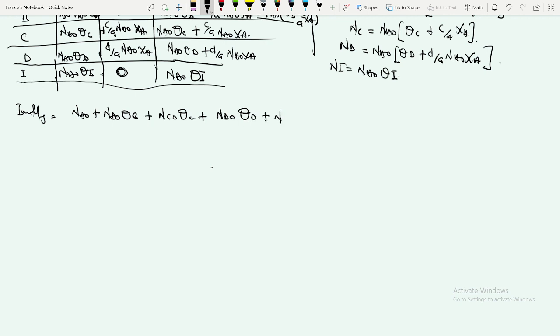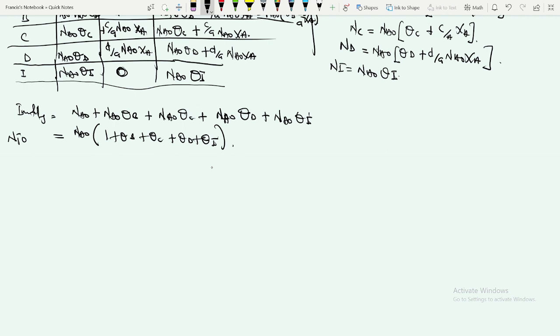And then for the inert, all were in Na not. So Na not theta I. So they all have Na not present, so you can actually factorize Na not out. And then you are going to get 1 plus theta B plus theta C plus theta D plus theta I. And that will be, when you sum them all, you are going to get NT naught, which is the total moles present. Right? So the whole of this is giving us our NT naught.